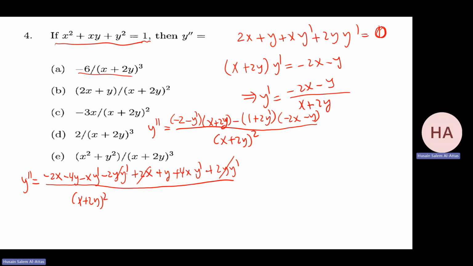Okay, what are the things cancelled? This is cancelled also. I'm getting what? I'm getting minus 3y plus 3x y prime over this. In other words, I can take 3x as a common factor. That will be 3x. And I have what? y prime minus y over this.